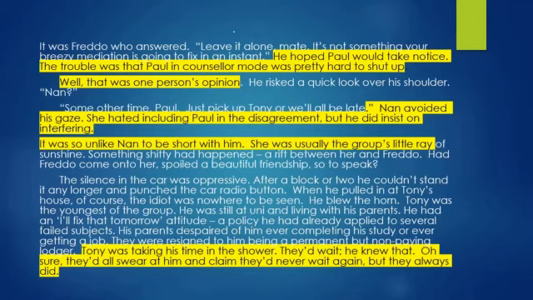And now we have Paul again. It was so unlike Nan to be short with him. We know that line. But once again, it sounds odd without some sort of intervention, without some sort of a switch back. So what if we said Paul winced? It was so unlike Nan to be short with him. She was usually the group's little ray of sunshine.